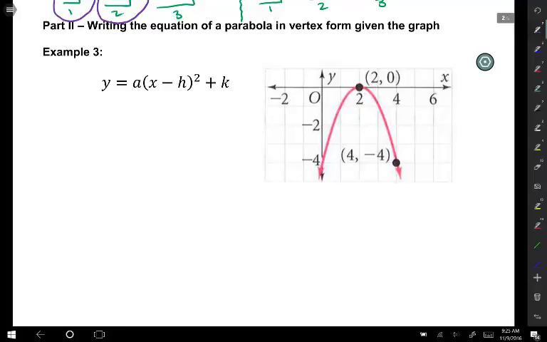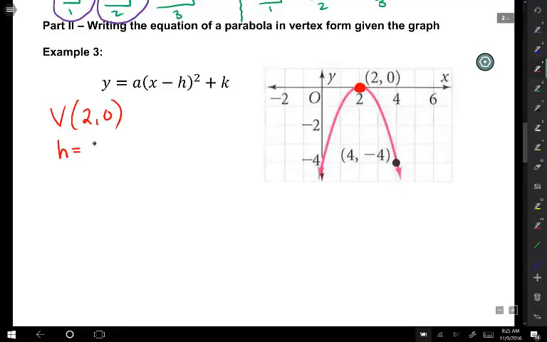So let's look at the graph, and let's put a red dot where you feel the vertex is. Everyone put a red dot on the vertex. And I hope we all agree it's at the point (2, 0). So therefore, what is the value of h? Just 2. And what is the value of k? 0. Okay, would you agree that that is important information?